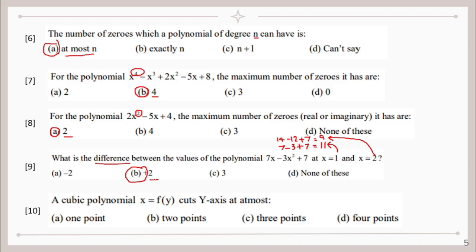B is our option. A cubic polynomial x equal to f of y, the equation is cubic and the equation is of y. So obviously it will cut the y-axis only. How many places should it cut? At the maximum 3 places. A cubic polynomial cuts the y-axis at the maximum 3 points.